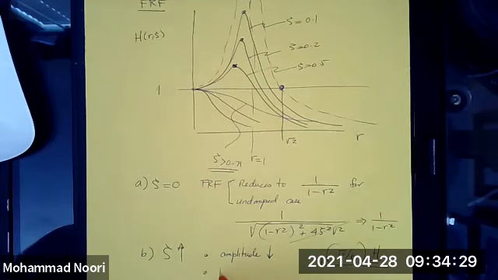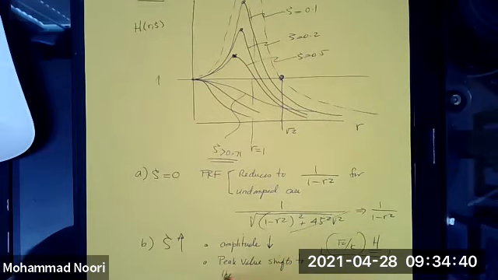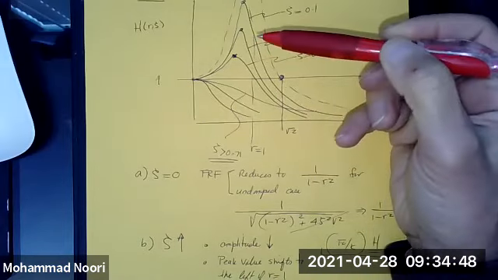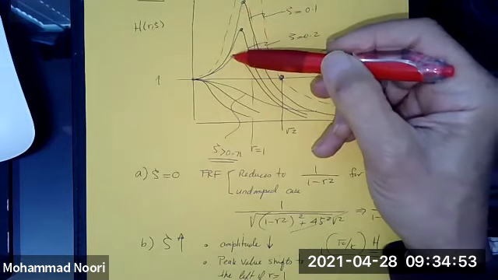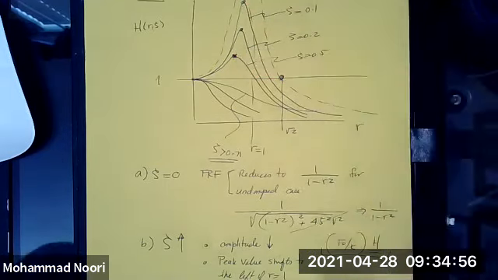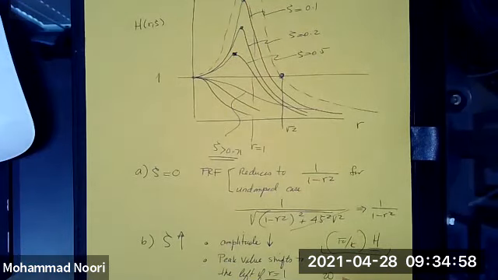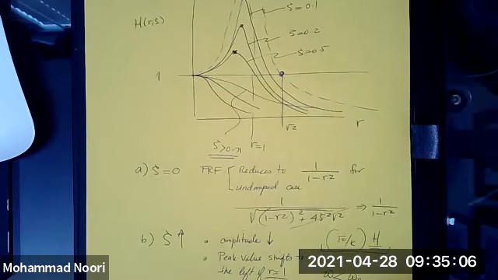You also notice that the peak value shifts to the left of R equal to 1. That means as damping increases in the system, the maximum value will be reached at a frequency which is less and less than, increasingly less than the natural frequency.